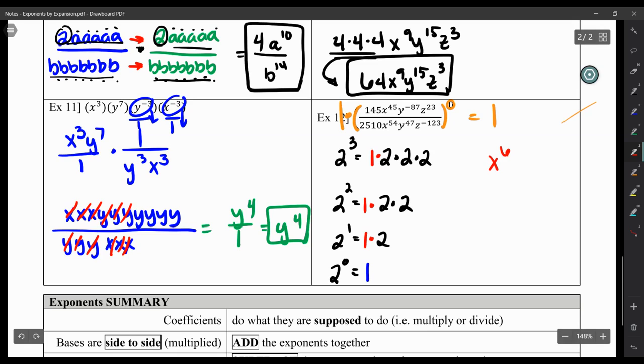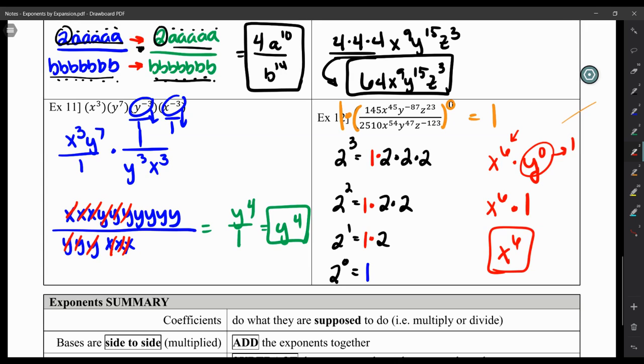Now, what if you had something more along these lines? What if I had x to the 6th times y to the 0? Well, x to the 6th does not have a power of 0, so this has to stay x to the 6th. But y to the 0, well, that's equal to 1. So I can simplify y to the 0 and write a 1. X to the 6th times 1, though, is simply just x to the 6th. So just because you see a 0 exponent doesn't mean the simplified answer is a 1. It means that whatever's attached to that exponent of a 0 is equal to 1.